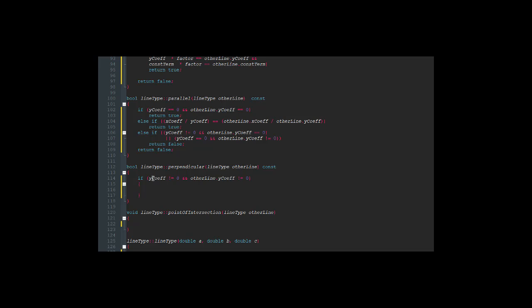So now if the y coefficient is not equal to 0, and if both y coefficients are not equal to 0, and the x coefficient divided by the y coefficient times the other line's x coefficient divided by the other line's y coefficient is equal to -1, then we can return true. Else, we must return false. So we'll write something like that.